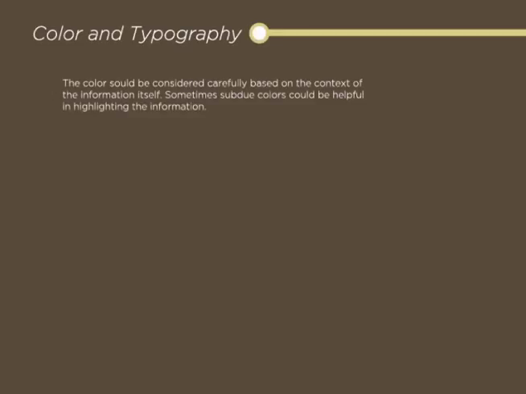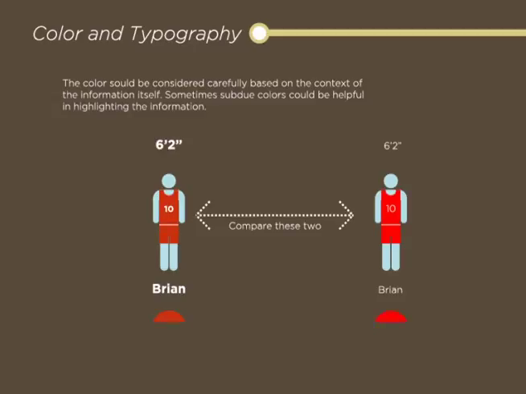The color and typography should also be considered carefully. For example, subtle colors could be more helpful in highlighting the information. And now you can compare these two. Take a look. So which one makes you more comfortable and have patience to observe it? I think the one on the right has a more intense color that might overwhelm the information, and the typeface is too thin to be highlighted while it is immersed within that intense color.